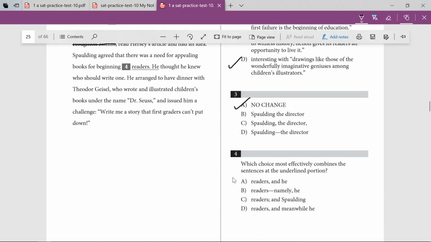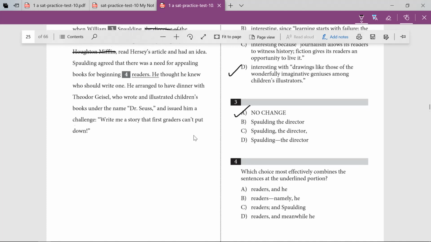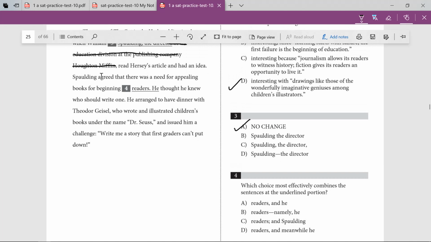Let's go to the fourth one. The fourth one says, article, I had an idea. Spotling agreed that there was a need for appealing books for beginning readers. He thought he would. Okay, so we want to combine it. Which most effectively combines? So, these are two independent sentences. Readers dash, namely, what namely? Spotling agreed there was a need for appealing books for beginning readers, namely, so it does not make sense.